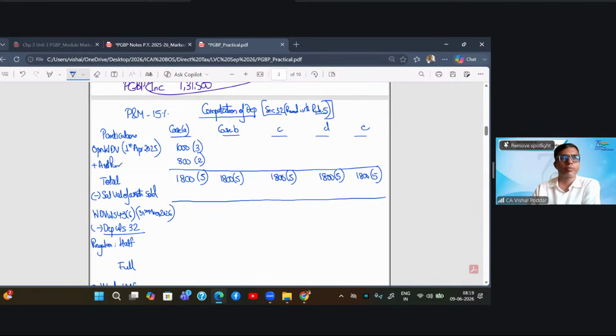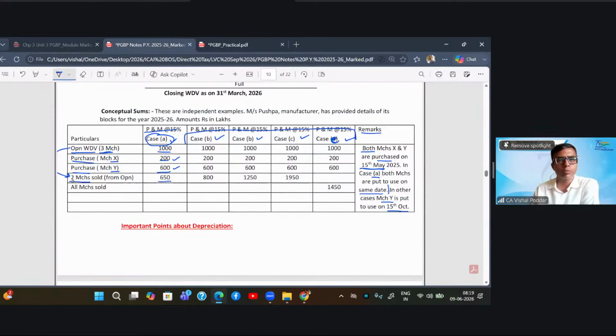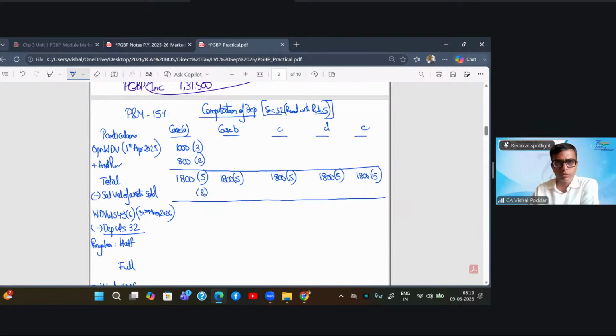Now comes the sale value. Now what is given for sale? I have sold 2 machines out of my opening assets, that is the old assets, and it has got sold for 650 rupees. So 2 machines sold for 650. Now, what is my balance? My balance is 1150 and the number of machines left are 3. I hope you have understood till this point. This balance is called as WDV under section 43 subsection 6. We have to find out this position as on the last day of your previous year.